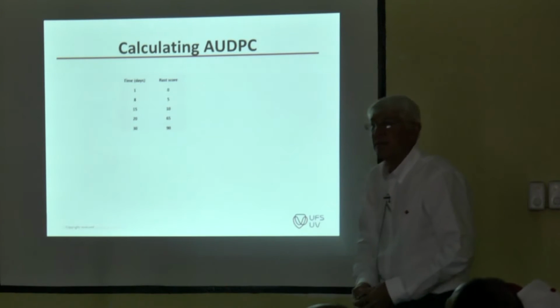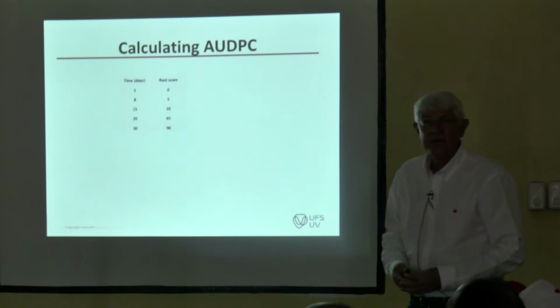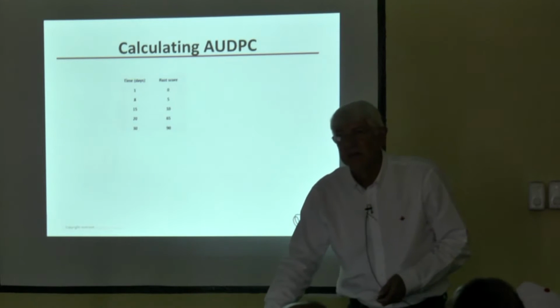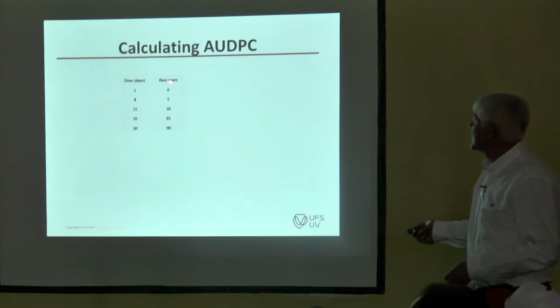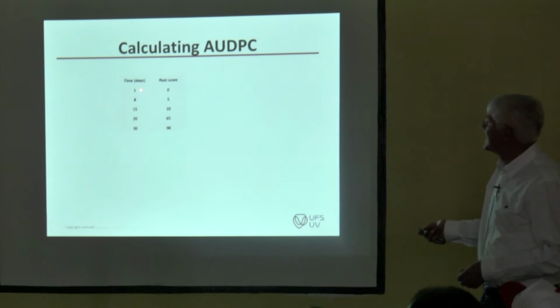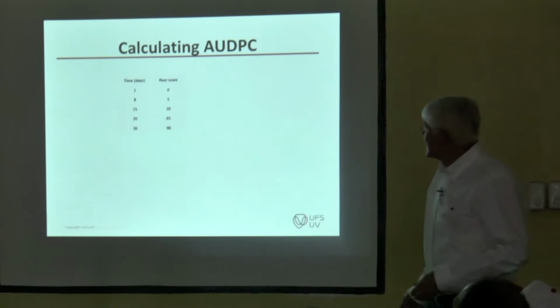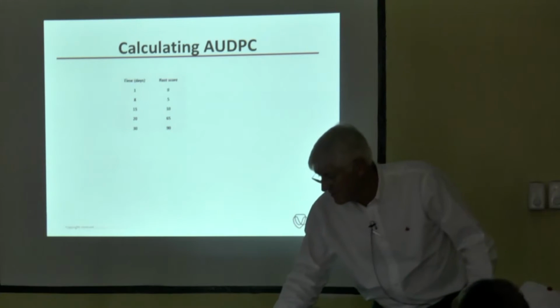So let's move on to, if you have an interest in calculating area under disease progress curve, unless you know how to do it, then we can skip the exercise. You want to see it? So say, for instance, you take rust notes on 5 dates, day 1, day 8, 15, 20, and 30. And that would be the corresponding score then taken on day 1, on day 8, 15, and so forth. So you can see we went from a 0 to a 90 within 30 days.